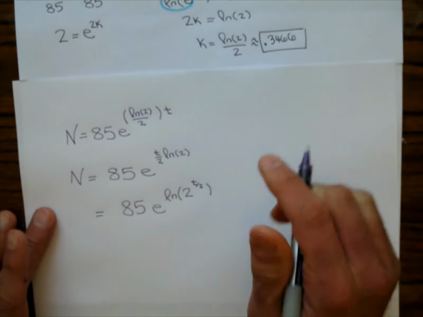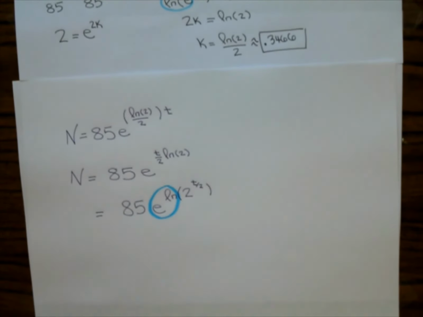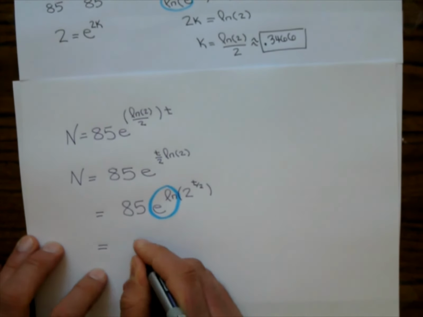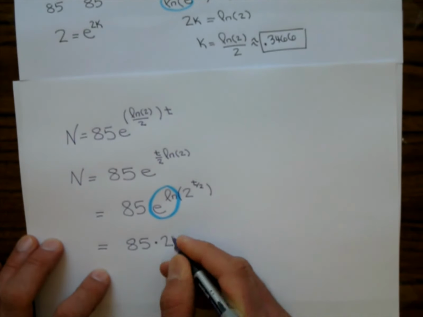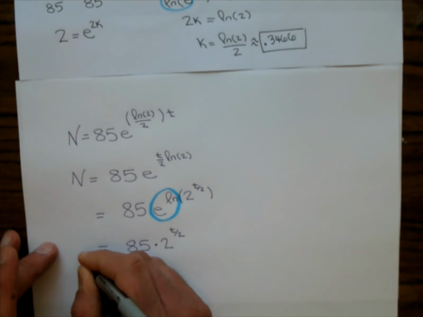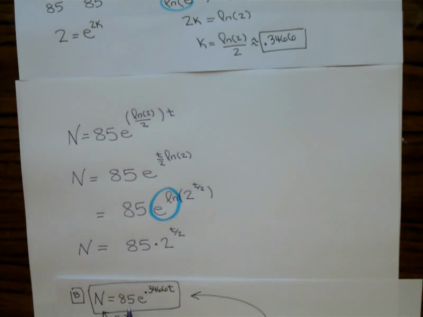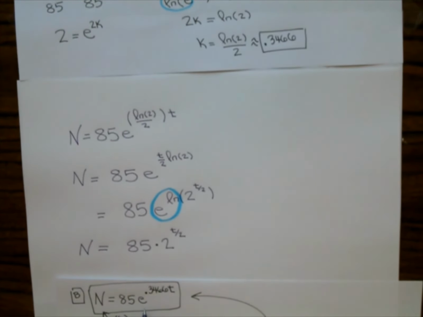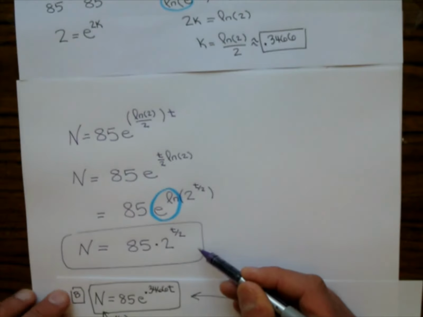And then what I'm going to do is I'm going to realize that this thing right here, I think it's property 4 of logarithms, that thing goes pop, and I end up getting 85 times 2 raised to the t over 2 power. So that formula, compared to this formula here, they're both the same formula. Now this is an approximate formula because we rounded K. This is an exact formula. So some of you might go, well, this formula is better.